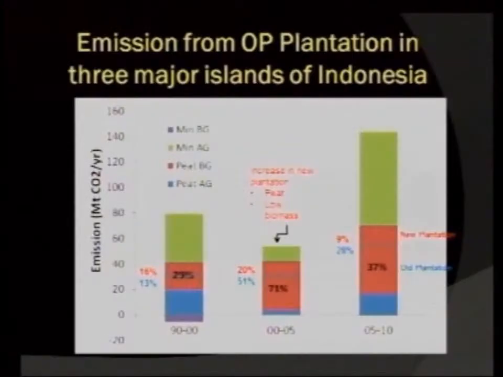And the proportion is very high in the period of 2000 and 2005. This is because of the high proportion of the conversion of peatland. And in the period of 2005 and 2010, there is a high proportion of conversion of high biomass forests, especially in Kalimantan. That's why the increase is very significant.